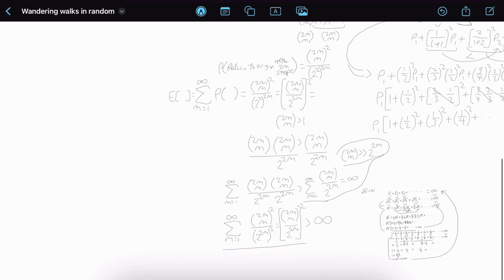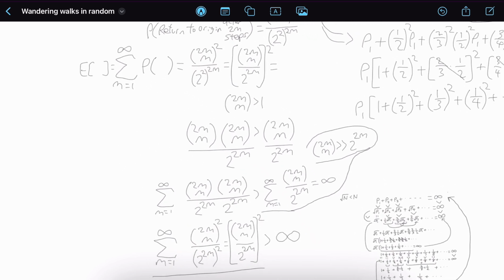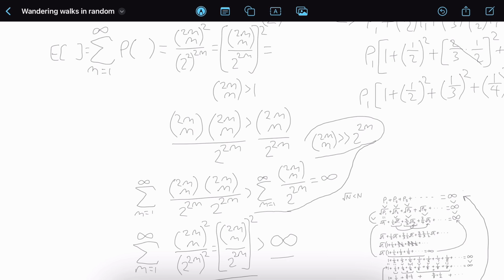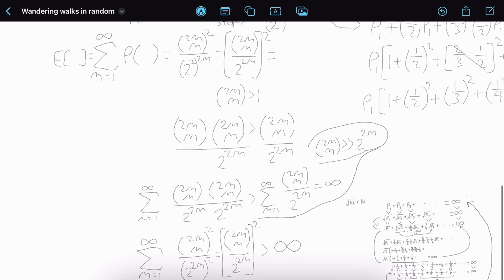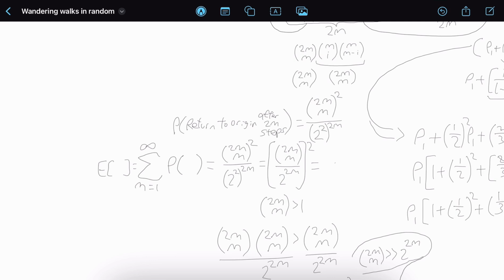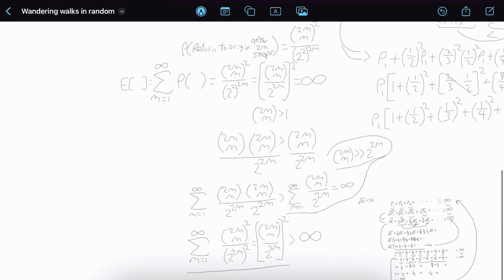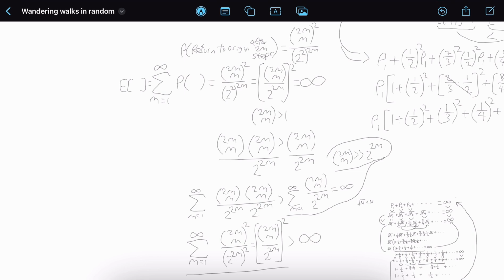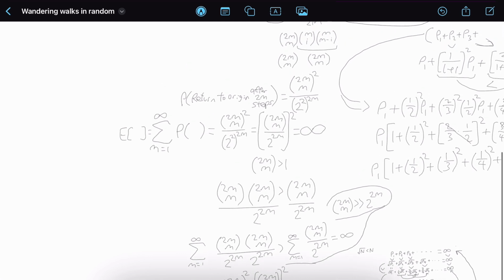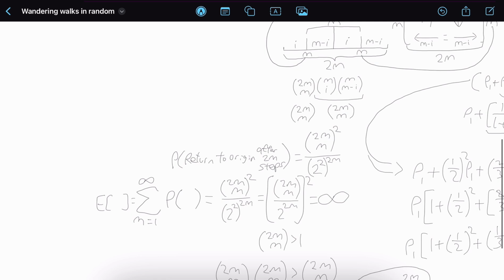So as we can see, this is diverging to infinity. Therefore, our original sum is still diverging to infinity by what we have rearranged below. And this is what we are after.